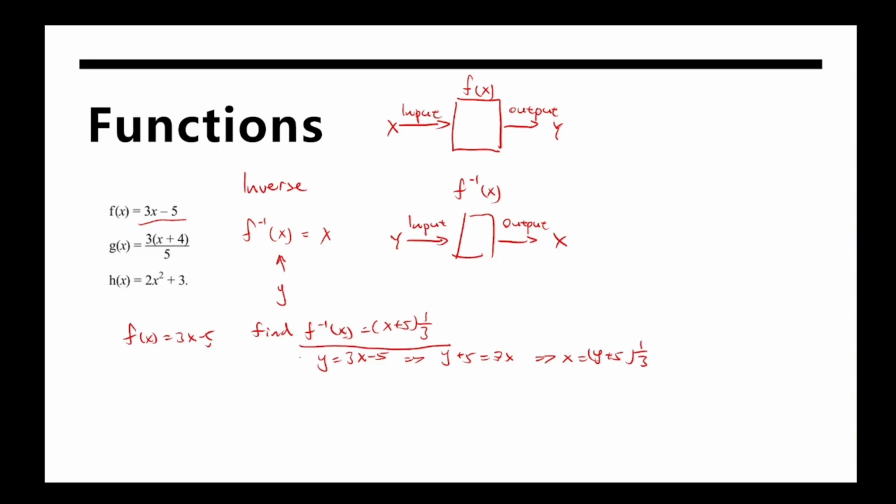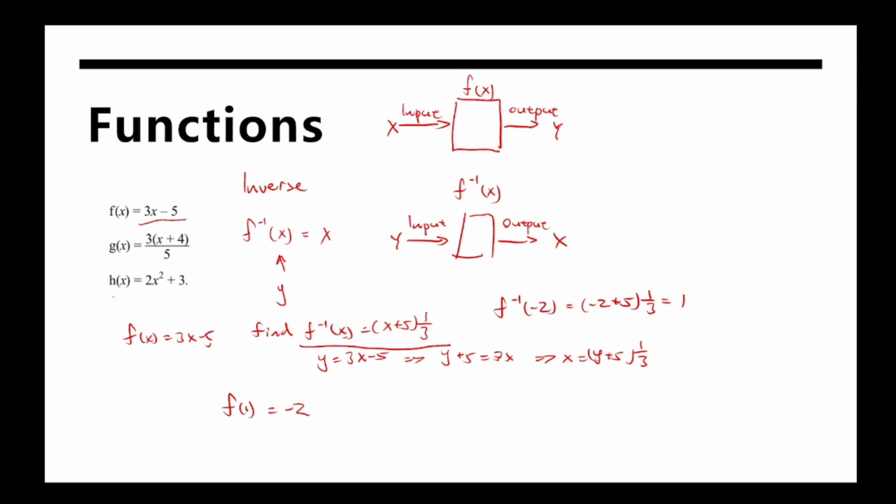We can verify this by putting in a number. So f(1) is -2. And we put -2 into f inverse, we'll get (-2 plus 5) over 3, which is 3 times 1 over 3, which is 1. The exact inverse.